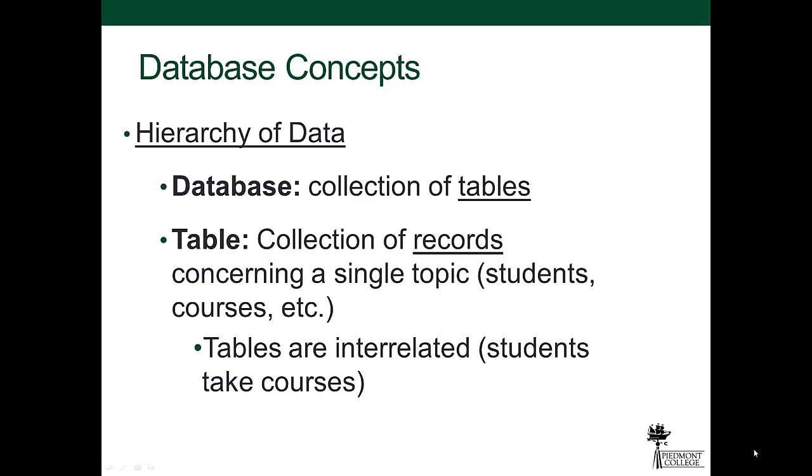This list of terms dealing with the hierarchy of data is one that I'm sure many of you are familiar with already, but let's just review it so that we're all on the same page. A database is a collection of files that we'll call tables. Each table is a collection of records concerning a single topic, such as a course or student, faculty member, and so forth. Tables are often interrelated, as we've seen. For instance, students take courses, so the courses table and the students table are related.